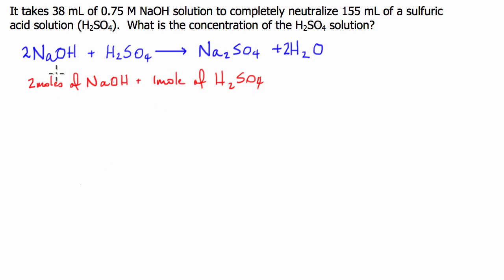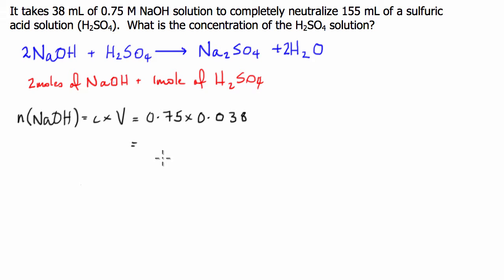So the next thing we're going to have to do is, because all of these are in moles, we're going to have to work out what 38 mils of this concentration, how many moles of it we actually have. So let's start with the number of moles of sodium hydroxide, which is going to be equal to the concentration times the volume. That's our little formula. So this is going to equal the concentration, which is 0.75, times the volume in litres. This is where a lot of students will come undone, is we must write this 38 mils in litres.